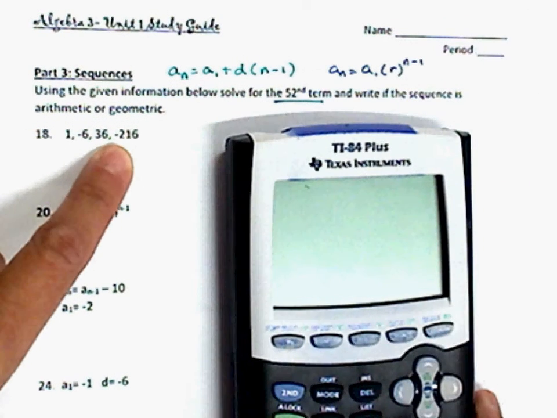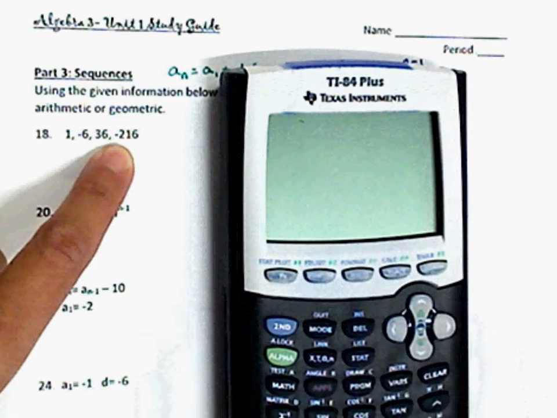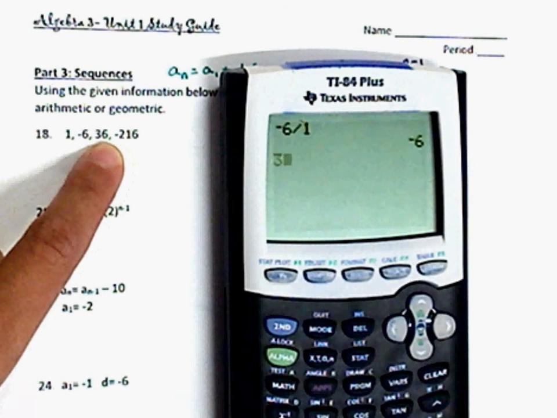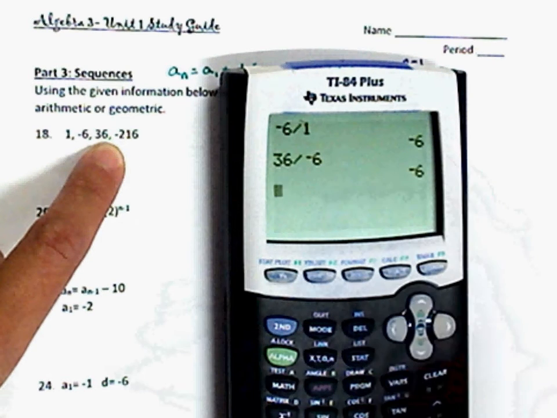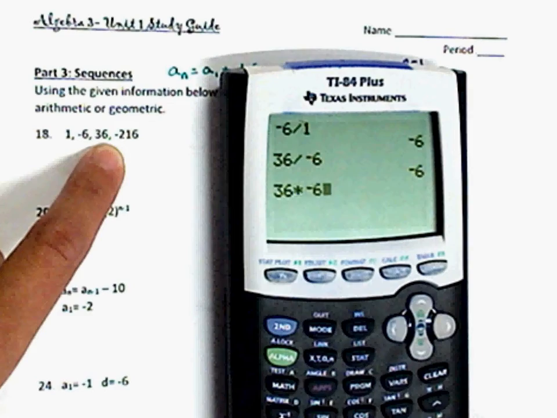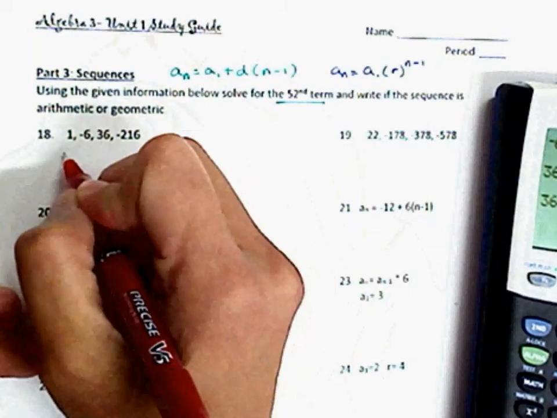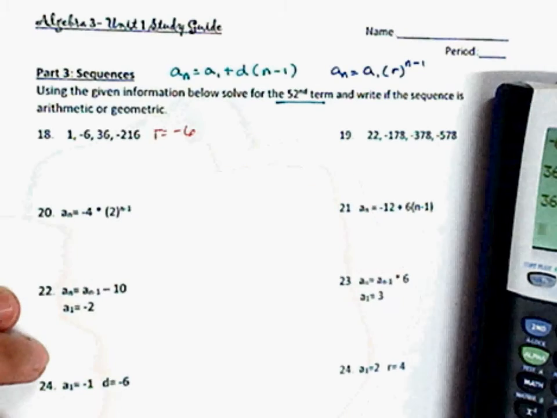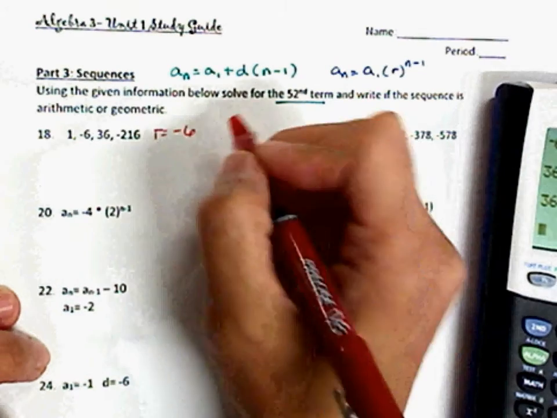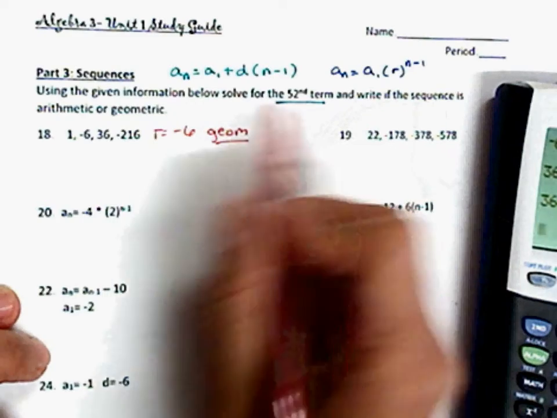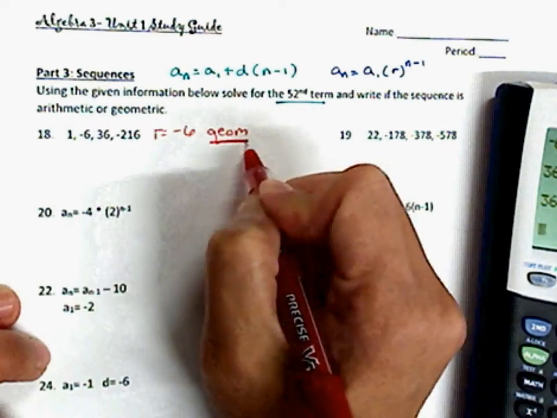All right, let's look at number 18. I'm noticing a pattern. Looks like I'm multiplying by -6, but just to be sure, you can always double check. -6 divided by 1, 36 divided by -6. I'm starting to see a pattern. So 36 times -6. Notice I am multiplying every single time, so my r is -6. That tells me it is geometric. Please answer the question, okay? It says, write if the sequence is arithmetic or geometric, and I'm going to say it is geometric.